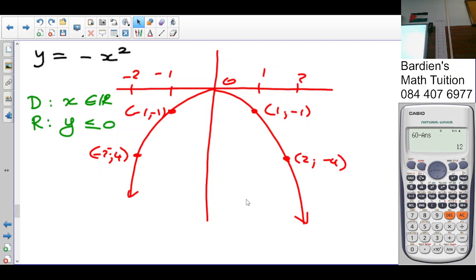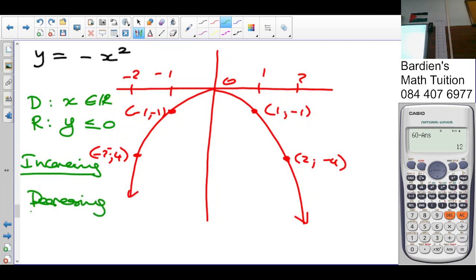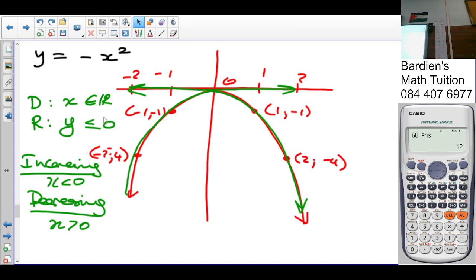Right. Guys ready? Increasing, decreasing. Okay. So where we read it from left to right. What happens here? Graph is increasing. Where is the graph increasing? For x is less than 0. This part here, the graph is decreasing. Where is it decreasing? X is more than 0. You all okay with that? Alright?